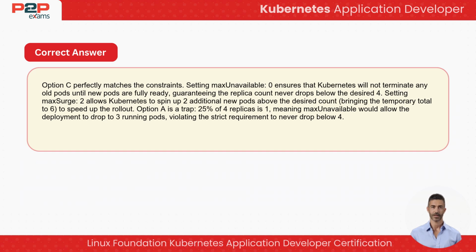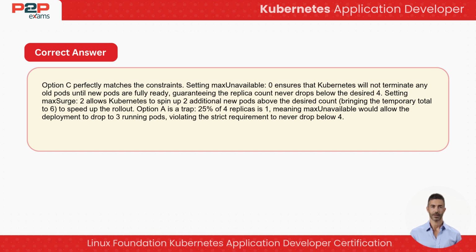Option C perfectly matches the constraints. Setting max unavailable to 0 ensures that Kubernetes will not terminate any old pods until new pods are fully ready, guaranteeing the replica count never drops below the desired 4. Setting max surge to 2 allows Kubernetes to spin up 2 additional new pods above the desired count, bringing the temporary total to 6 to speed up the rollout.